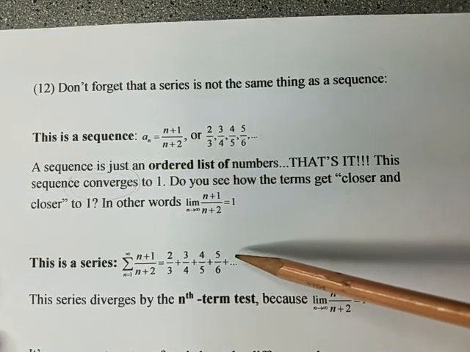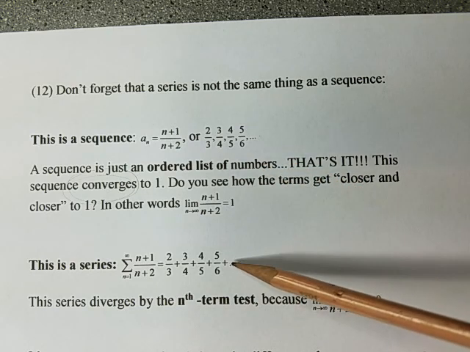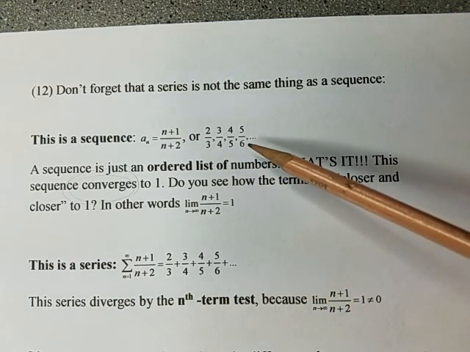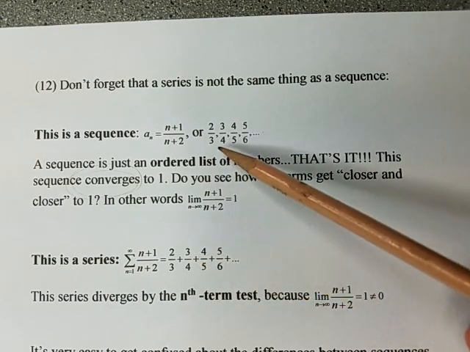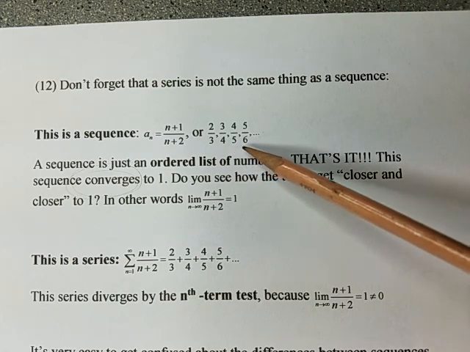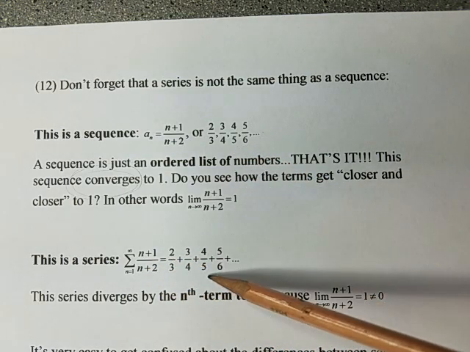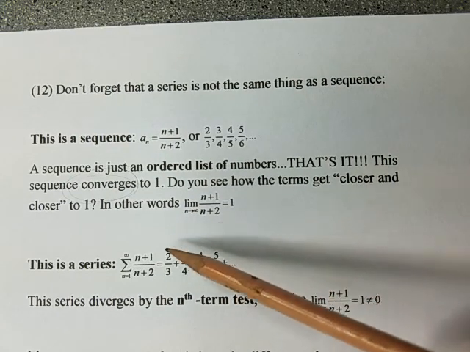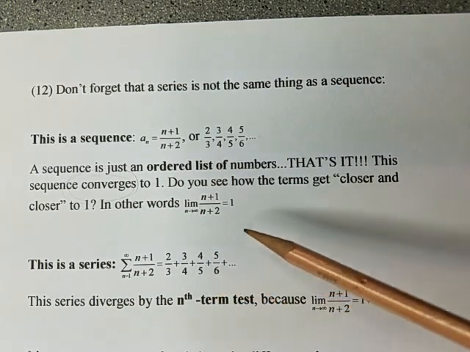Now, do you see this series? Does it have anything in common with that sequence? This series is based on the same numbers, the exact same numbers, but a series is different. It's not 2/3, 3/4, 4/5, 5/6. A series is 2/3 plus 3/4 plus 4/5 plus 5/6. You get the idea? That's very different. You're adding all those numbers together and trying to figure out what's going to happen.